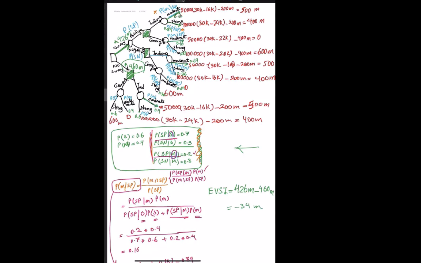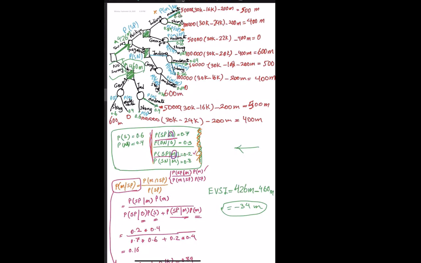So what it means when the expected value of sample information is negative is that there is no value in this extra information that you get. Whatever they charge you, you are going to pick the option of not doing the survey. So there's no value in the expected value of sample information. If it was a positive number, that would be the most we would want to pay for a survey.